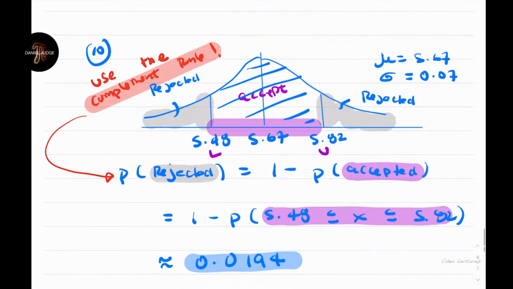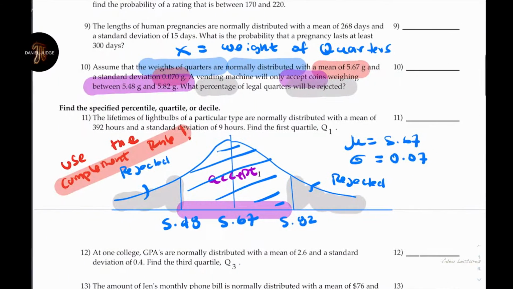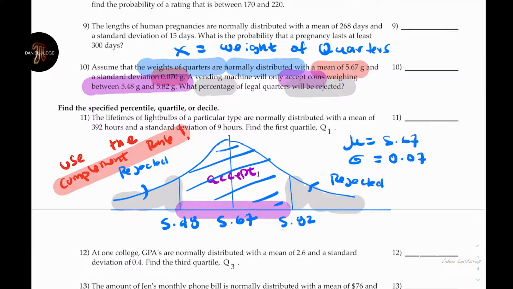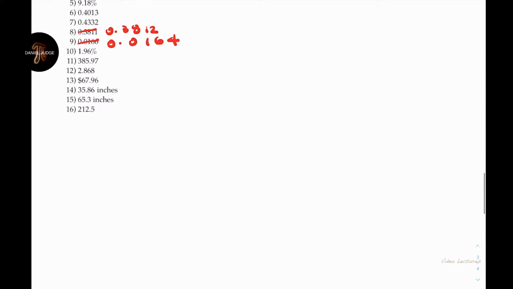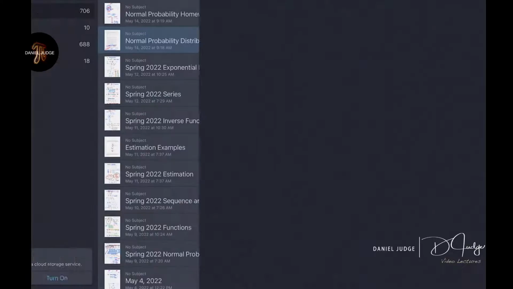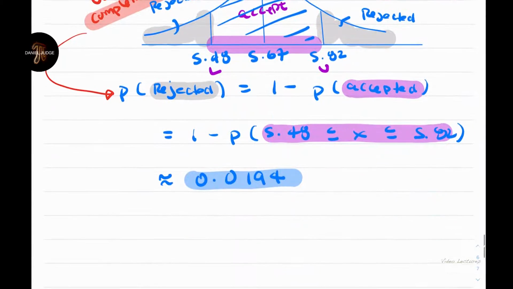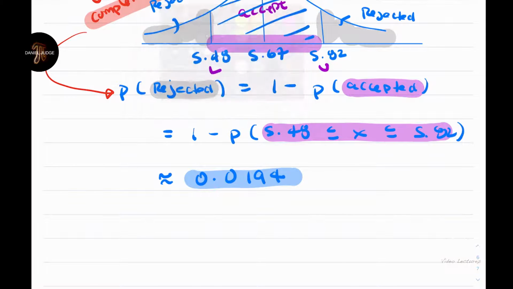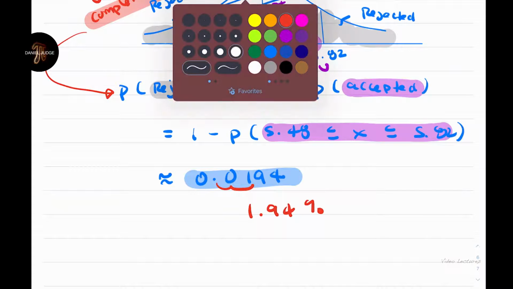Let's see if the publisher got it right. Okay? Oh, they asked for a percent. So let me go back. Let's do the percent. Move it 2 spaces to the right. This is 1.94%, ladies and gentlemen.